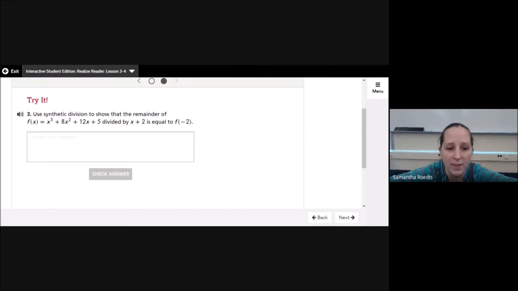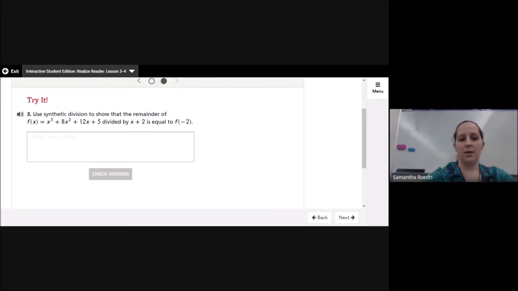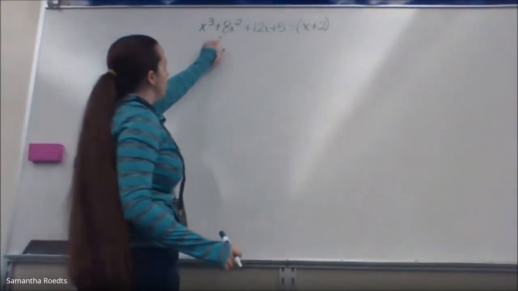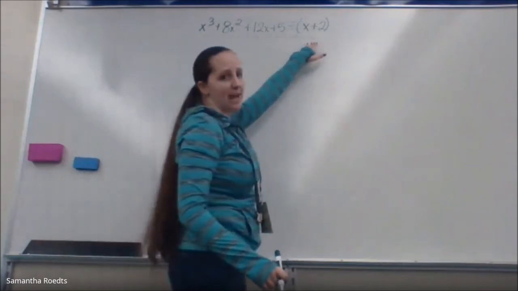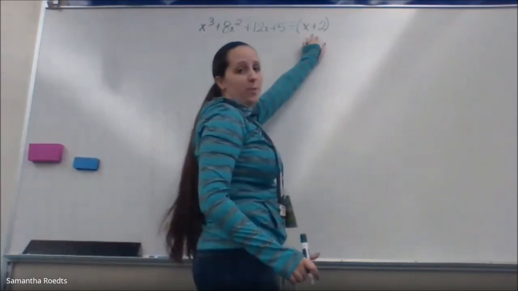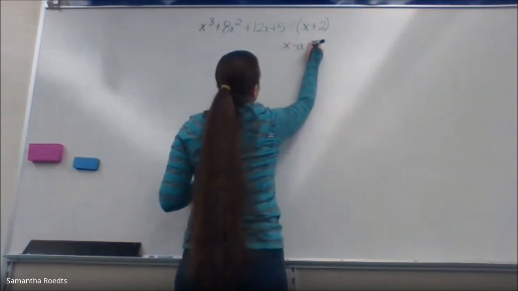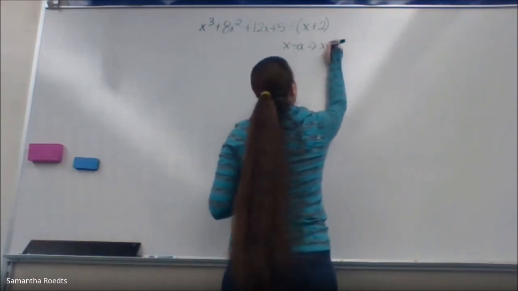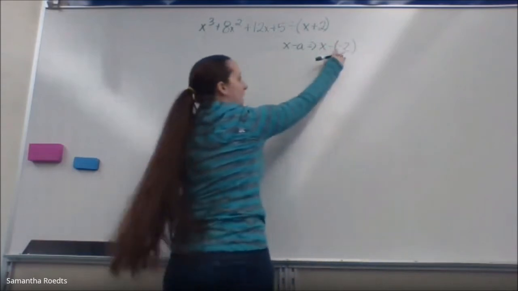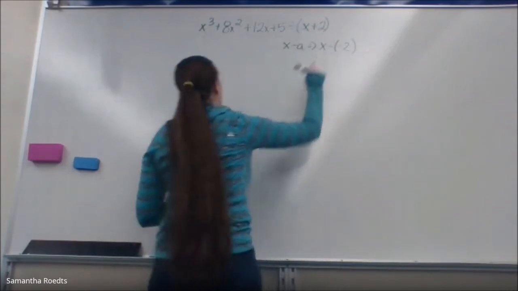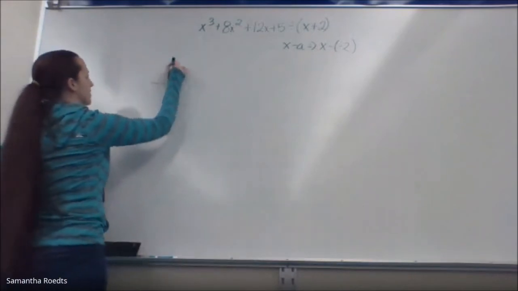Okay. So I want to use synthetic division to show that the remainder of f of x equals x cubed plus 8x squared plus 12x plus 5 divided by x plus 2 is equal to f of negative 2. So what I need to do is actually do the division. So I have x cubed plus 8x squared plus 12x plus 5 divided by x plus 2. This is not in the form x minus a. Okay, I need to change that. A negative and a negative make a positive, so that's why it's the same thing. So negative 2 is what my a value is.